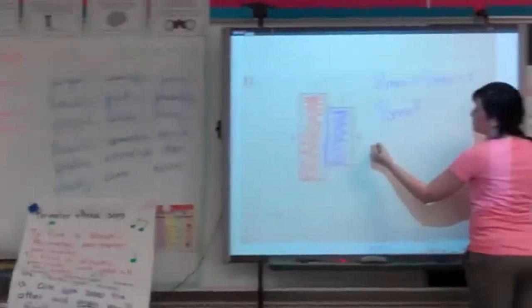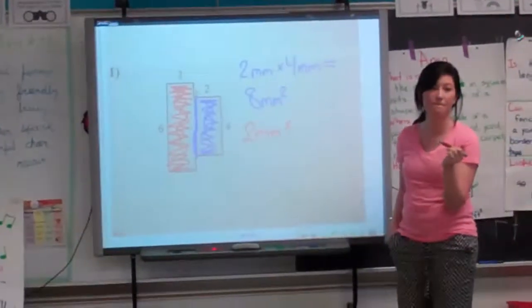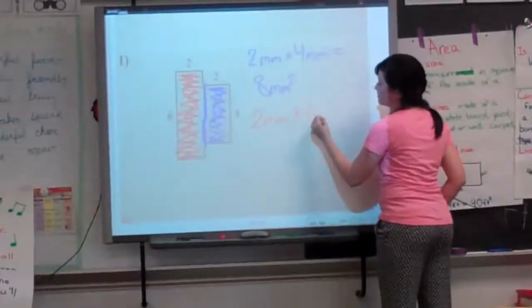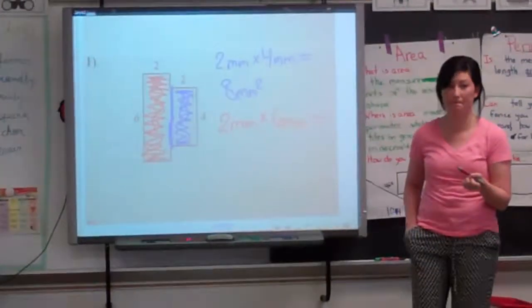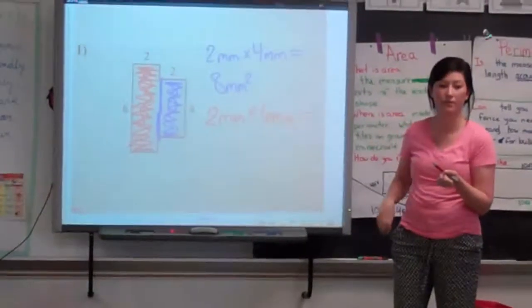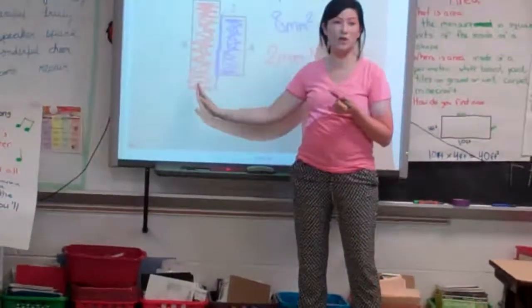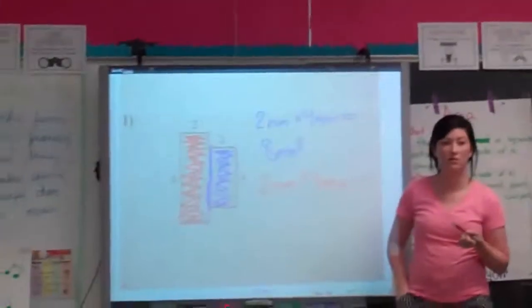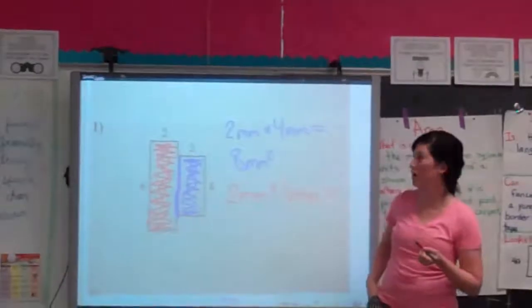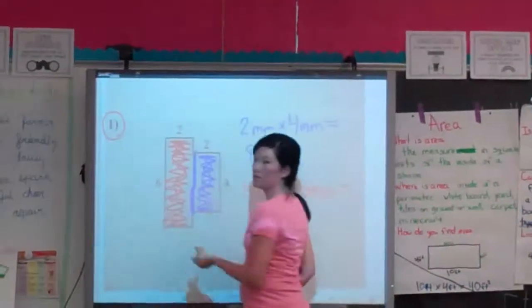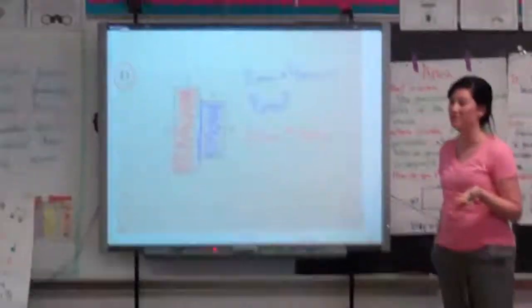The next one is 2 millimeters times what? 6 millimeters. We're still finding area. We're on the next one. No, we're still on number 1. We did this rectangle, now we're doing this rectangle. Yes, we did this rectangle, now we're doing this rectangle. All still on number 1. Good? What is 6 times 2? 12.